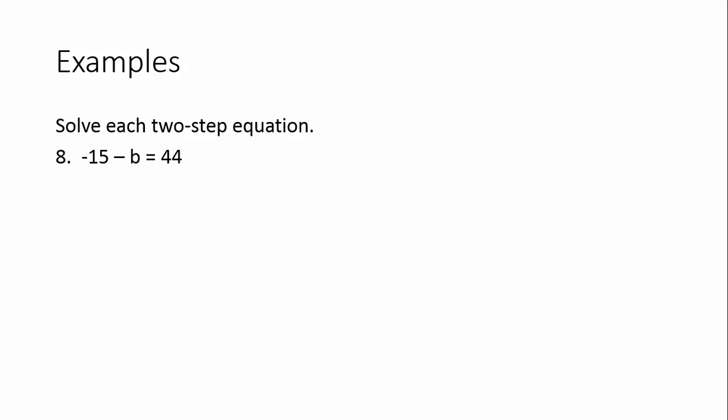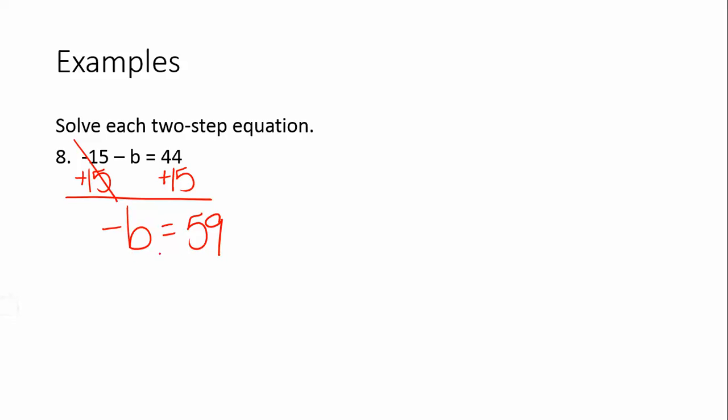Here's another example where the variable has a subtraction sign in front of it, so if you'd like to pause the video and try this one on your own. Here the 15 is negative, so we want to add 15 to both sides. I'm trying to make that a 0, I'm trying to get it to cancel, and it cancels out by adding 15. So again, bring down that negative in front of the b. 44 plus 15 is 59.